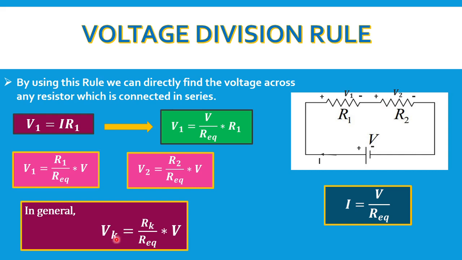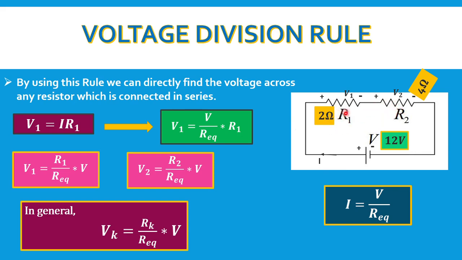So this formula is very important. Now I have taken, for example, the value of R1 as 2 ohm, the value of R2 as 4 ohm, and the supply voltage is given as 12 volt. Then we have to find the voltage across resistor 1 and the voltage across resistor 2.